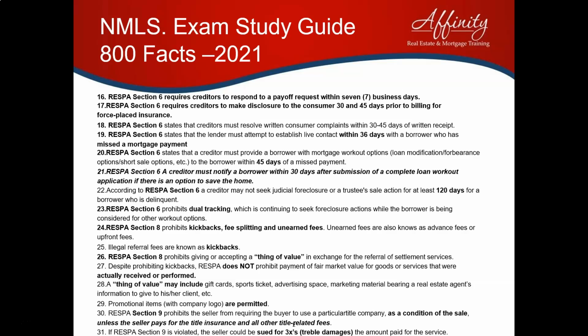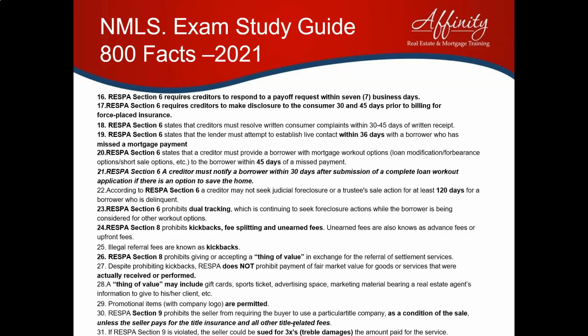RESPA Section 6 states that a creditor must provide a borrower with mortgage workout options, such as loan modifications, forbearance options, short sale options, etc., within 45 days of a missed payment. RESPA Section 6 says a creditor must notify a borrower within 30 days after submission of a complete loan workout application if there is an option to save the home.